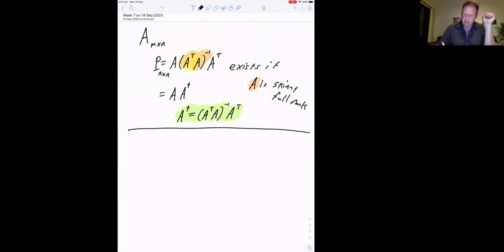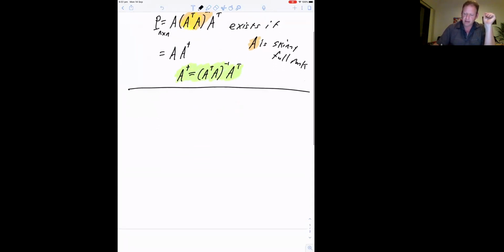The basic story is that you have a system of equations. We're not speaking about data fitting just yet. You have a system of equations, AX equals B, where again A is skinny full rank.